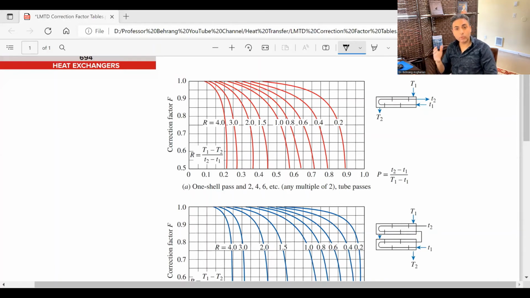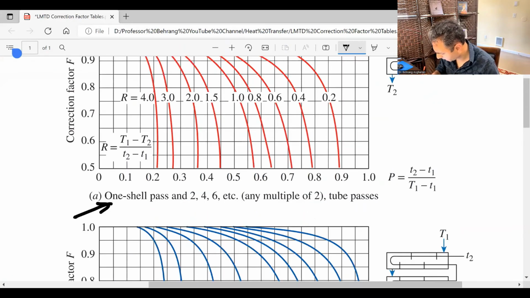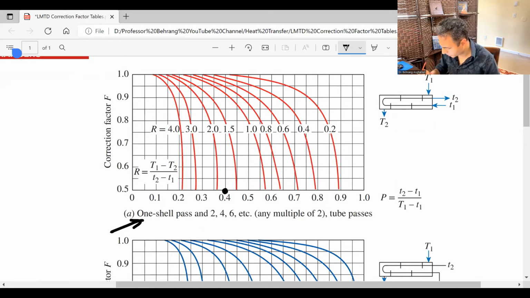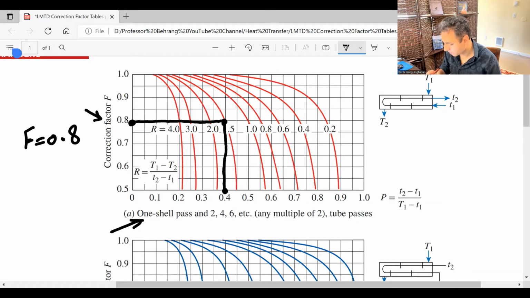First we need to know what graph we need to pick. The problem said 1 shell pass and 2 tube passes, so the first one is the graph we're looking for. What did we find for the value of P? 0.4. And for R? 1.5. So we are in good shape. We draw a vertical line at 0.4 until it hits the 1.5 curve, and then we go across. It looks like the value of the correction factor is very close to 0.8. So we're going to use this value.